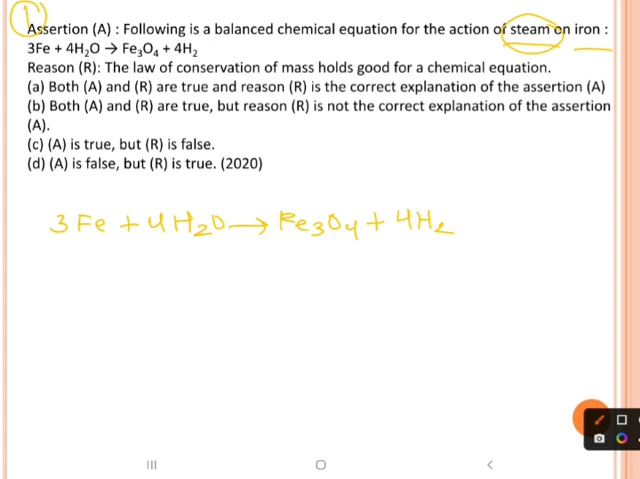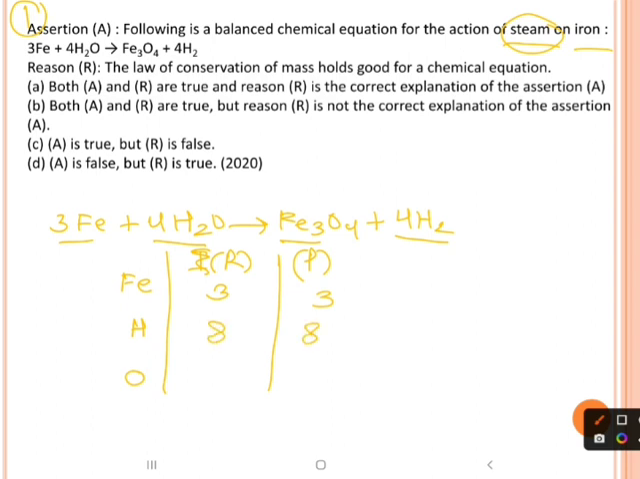So we have to check whether it is balanced or not. We can calculate iron, then hydrogen, and then oxygen towards the reactant side, and then we can find it towards the product side. Let us see. Iron: here we have 3 iron, here also we have 3 iron. These are balanced. Hydrogen: here we have 4 2s are 8, and here also we have 4 2s are 8, means 8 hydrogen are there. Oxygen: here we have a total of 4 oxygen, here also we have 4 oxygen, means oxygen is also balanced.